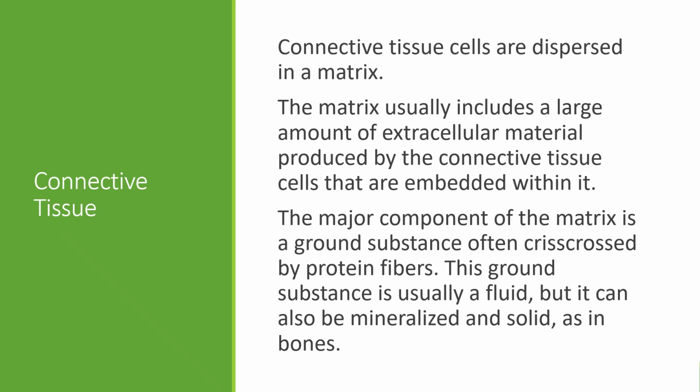Connective tissue cells are going to be dispersed through an area called the matrix. The matrix is non-living. So it usually includes a large amount of extracellular material that's produced by the connective tissue cells that are embedded in it. So they make this kind of, I call it the background that it's all in. The major component of the matrix is a ground substance. These are often crisscrossed protein fibers. This ground substance is usually fluid, but it can be mineralized and become solid like we see in bone.